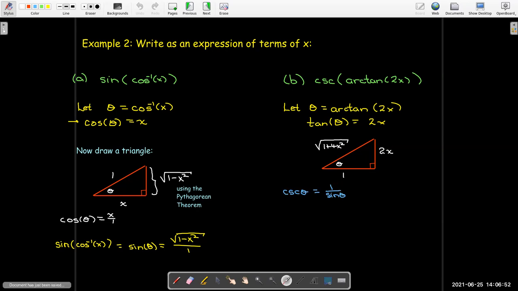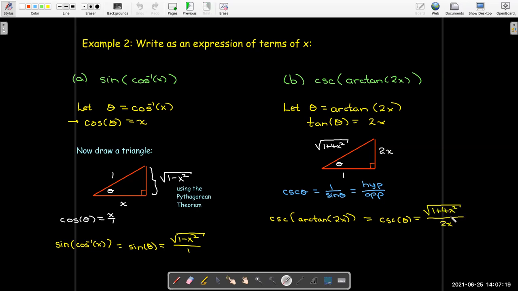Now, cosecant theta is 1 over sine theta, which means that it would be hypotenuse over opposite in this triangle. And so cosecant of arctan of 2x is this cosecant of theta, and the hypotenuse is radical 1 plus 4x squared, and the opposite is 2x. So I'll get this expression, radical 1 plus 4x squared over 2x. And there's no way I can simplify that. I'll just have to leave that in that radical form.